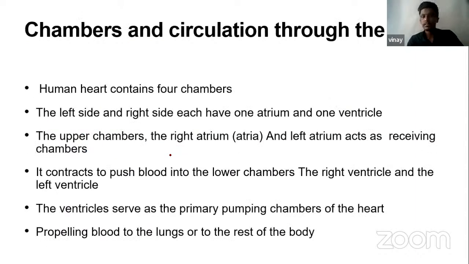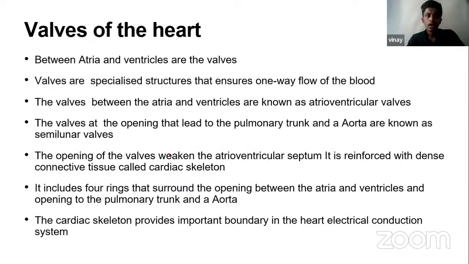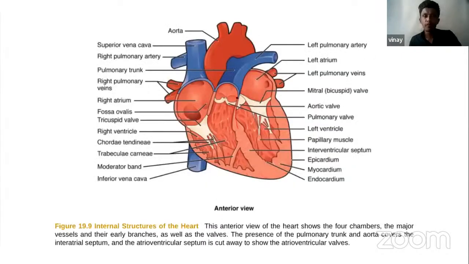Okay. Now, coming to the chambers and the circulation through the heart, let's directly go back to the diagram. It will be easy for us to understand. If you look, our heart is divided into 4 chambers, which we already know. See, this is one division, this is another division, here is one, here is one.